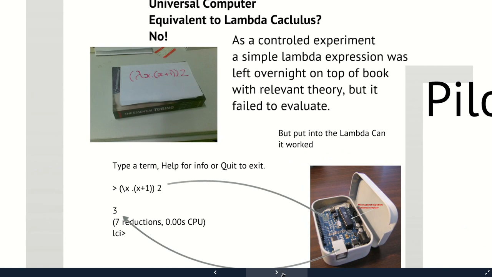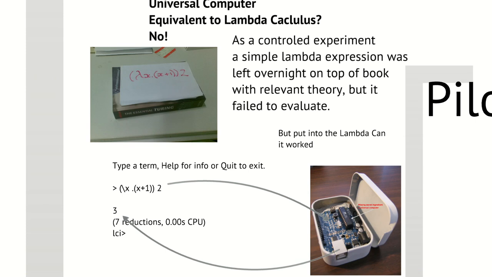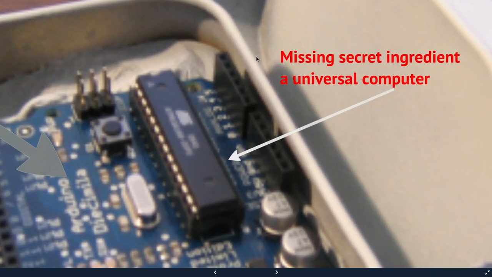But are they the same? No, they're not. I mean, this is a ridiculous controlled experiment. If you put a lambda expression on top of a book about the lambda calculus or a book about Turing, nothing happens, obviously. But you can buy this device called the Lambda Can. It's a wee box which has a USB connector into which you can type lambda calculus expressions and get the answer out. There is a recording of applying the same lambda expression and it comes out with 3.